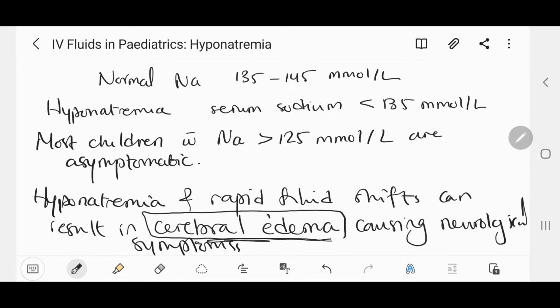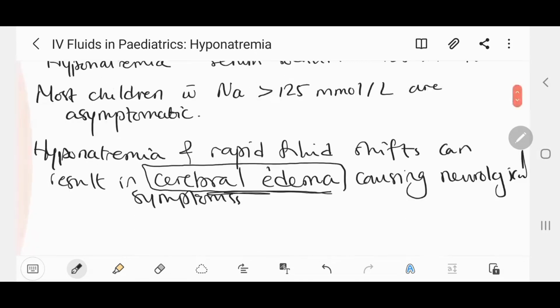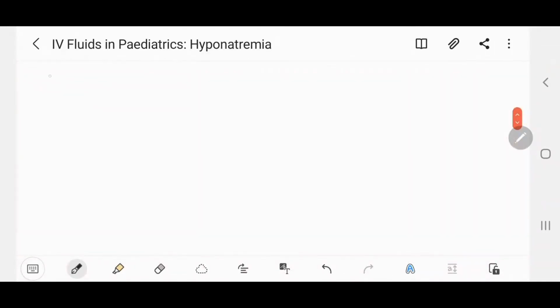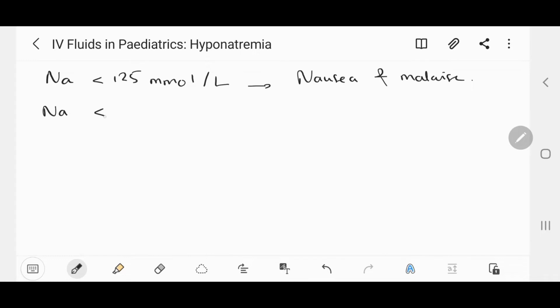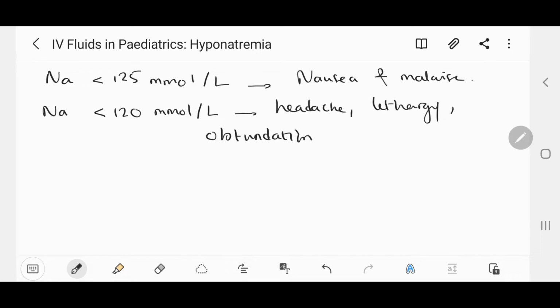Now when sodium is below 125, we said above 125 there are not many symptoms. When it's below 125 millimole per liter, or if serum sodium has fallen rapidly, vague symptoms such as nausea and malaise are more likely and may progress. And if it's below 120 millimole per liter, headache, lethargy, obtundation, and seizures may occur. Obtundation is altered level of consciousness.